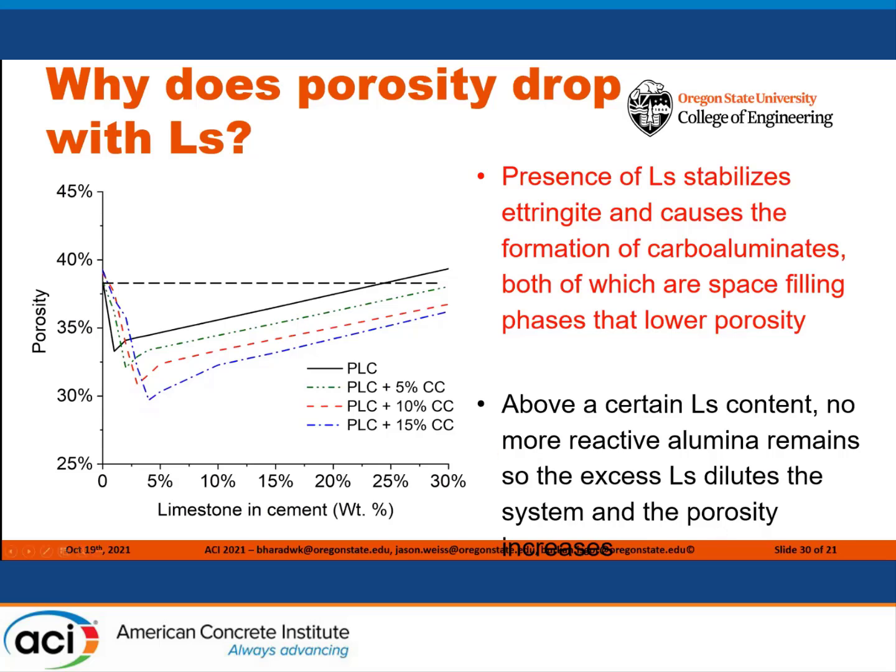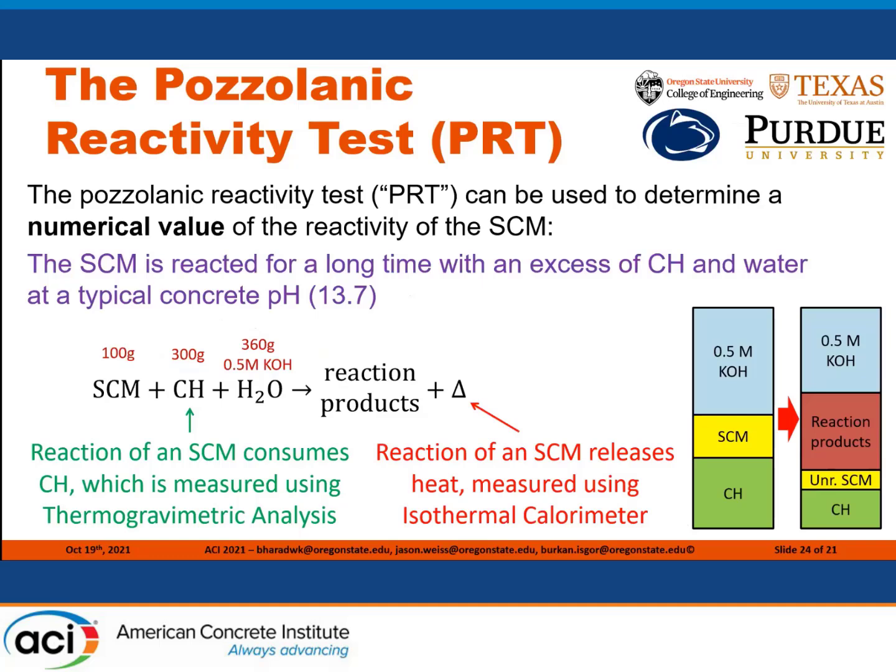Now, as for the question on why in the reactivity testing we don't add sulfates and carbonates, the purpose of the pozzolanic reactivity test is to determine the numeric value of pozzolanic reactivity. So typically in the reaction products that you form when SCMs react with calcium hydroxide, the silica reacts to form calcium silicate hydrate and the alumina reacts to form calcium aluminate hydrate.